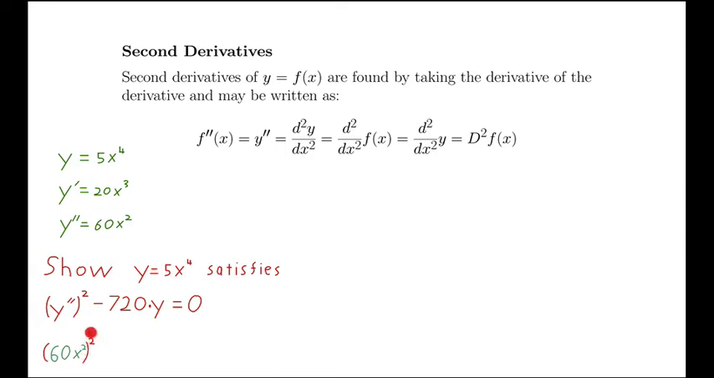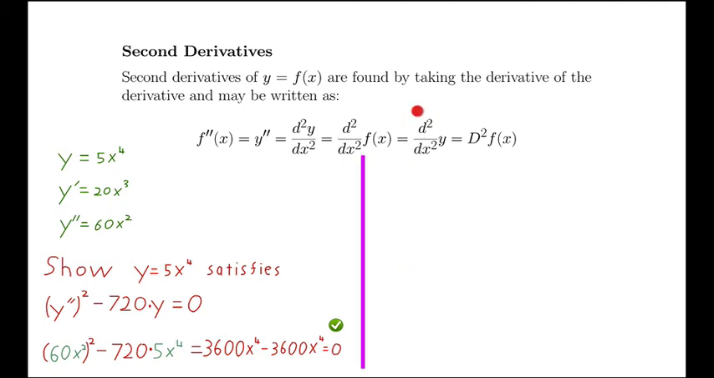So we have 60x squared minus 720. In for y, we put 5x to the fourth. That's all this means. It means take this expression, plug in the second derivative, and plug in the function. And now we just take this expression and simplify it. 60x squared times 60x squared is 3600x to the fourth. 720 times 5x to the fourth is 3600x to the fourth. And sure enough, they cancel out and give us 0. That equation is satisfied by that function.